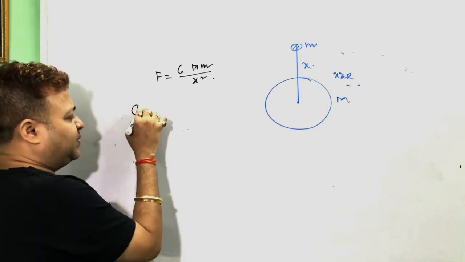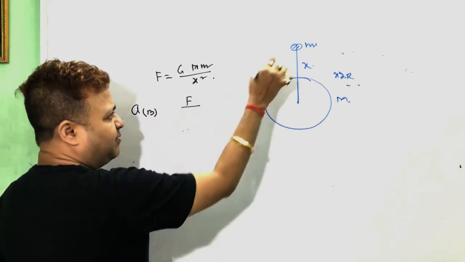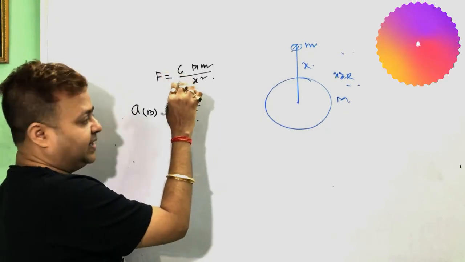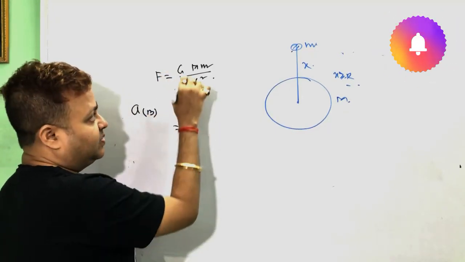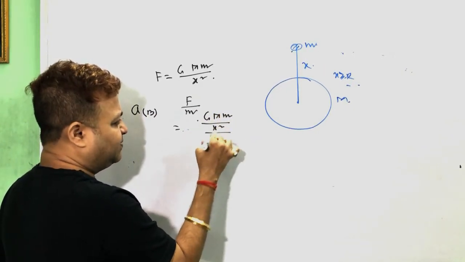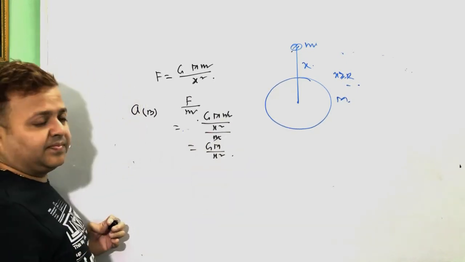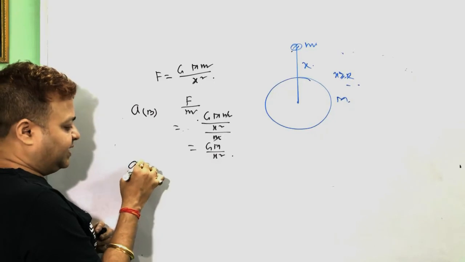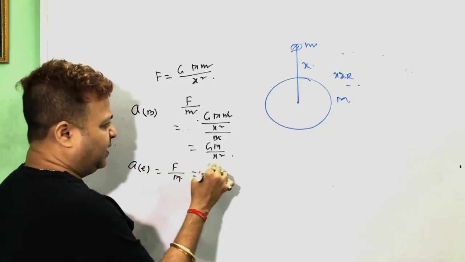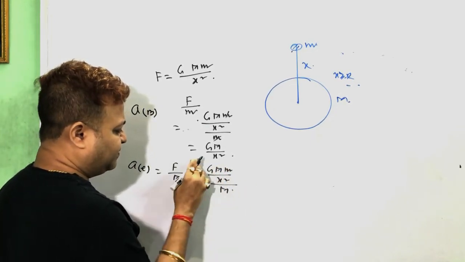The gravitational force between the body and the earth is G into capital M small m by x square. This is the gravitational force. What is the acceleration of the body? The force of attraction divided by the mass of the body is the acceleration of the body. What is the force? G capital M small m by x square, divided by small m, gives G capital M by x square. Or what is the acceleration of the earth? It is the force divided by capital M, or G capital M small m by x square by capital M.